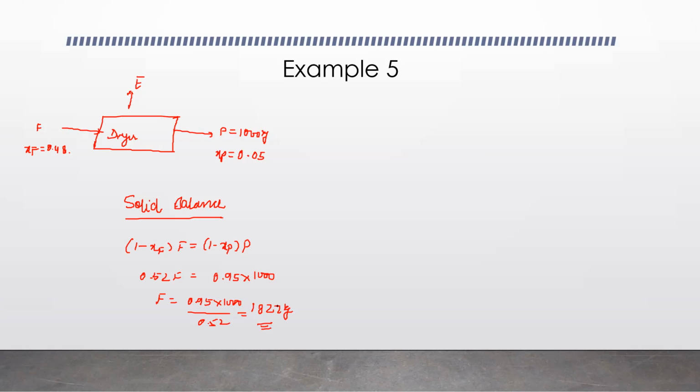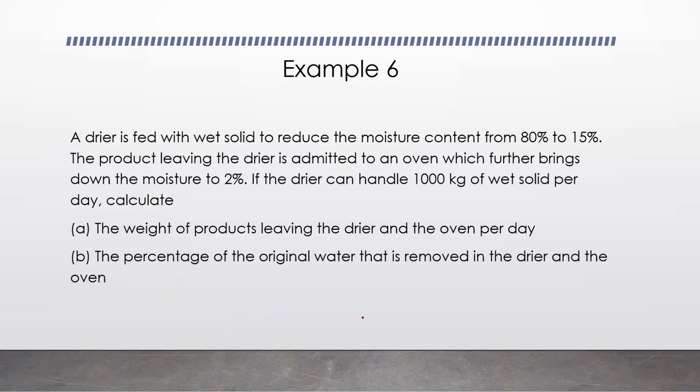All right, 1827 kg. Hence, when we form the overall material balance equation, we get F is equal to E plus P. Hence, E is going to be F minus P, that is 1827 minus 1000, that is 827 kg. All right. This is the amount of moisture removed.